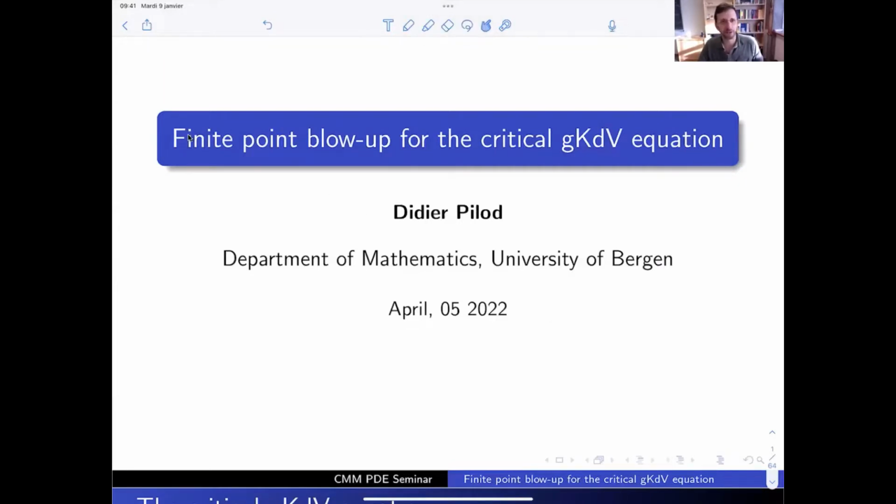And today I will talk about a recent work, in collaboration with Yvan Martel from École Polytechnique, on the finite point blowup for the critical gKdV equation. In the first part of the talk, I will recall the results and the state of the art for this equation, in particular for the blowup problem. Then in the second part, I will give the ideas of the proof of our new results.